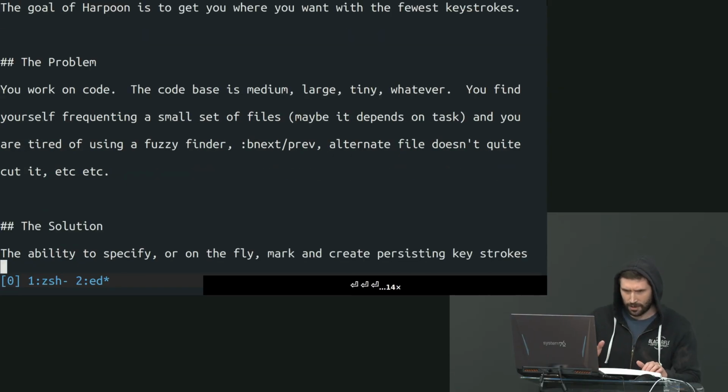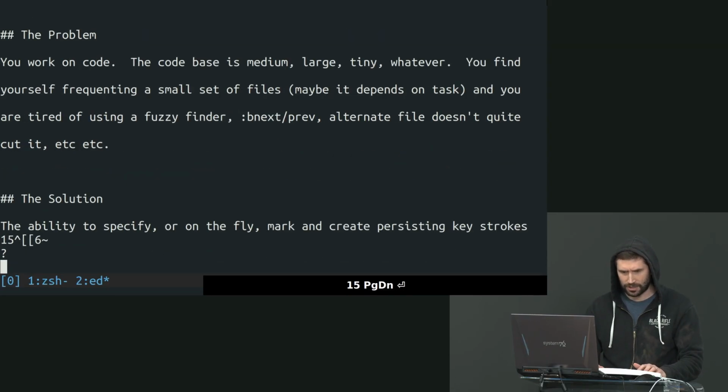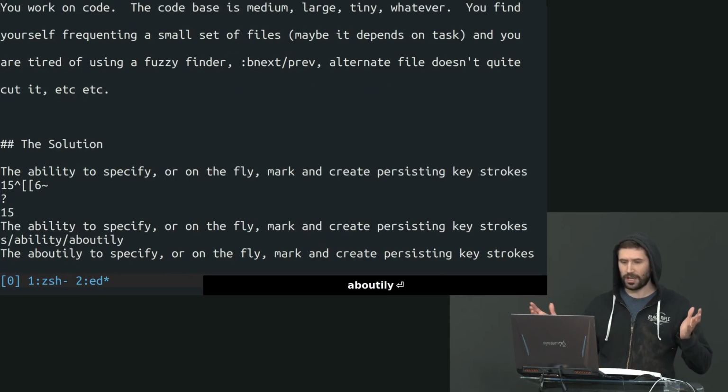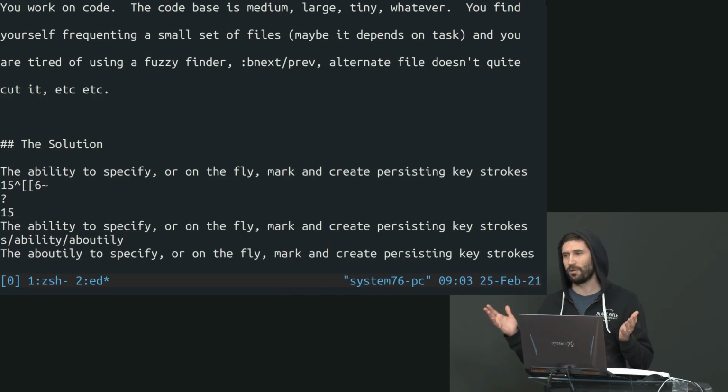If I wanted to make an edit, let's just see what's on line 15. Okay, so we want to make an edit. I can type in s/ability and just say aboutily, right? All right, there we go. I've just changed a line. I am now a programmer.